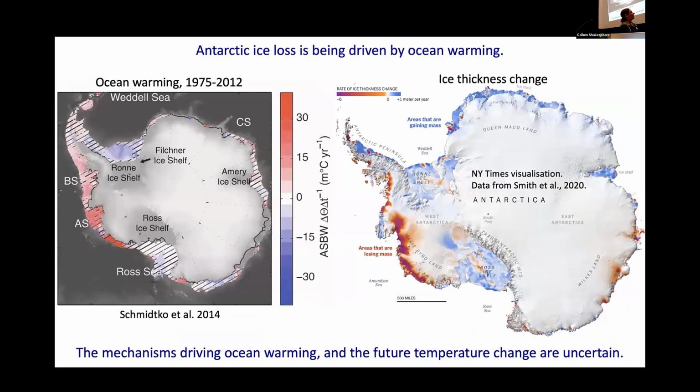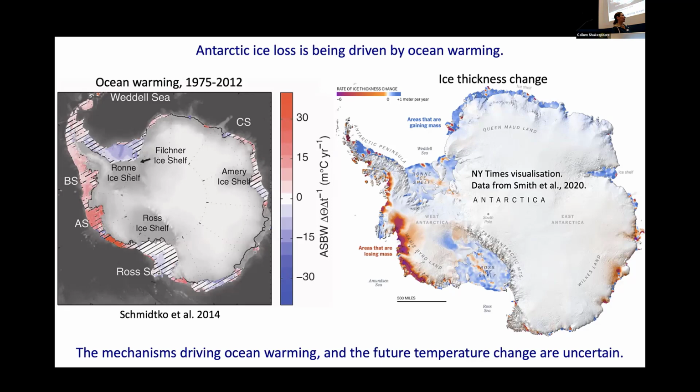Okay, so why do we care about this ocean circulation? Antarctica is melting, particularly in West Antarctica and some regions here in East Antarctica, and this is being largely driven by ocean warming. So while we know that the ice loss is being linked to ocean warming, we really don't understand completely what the mechanisms are that are driving the ocean warming at the moment.